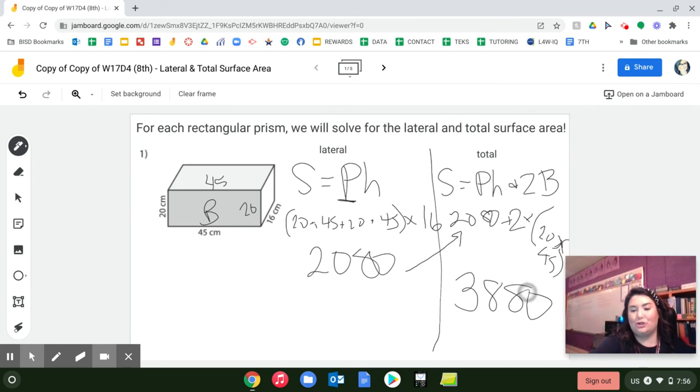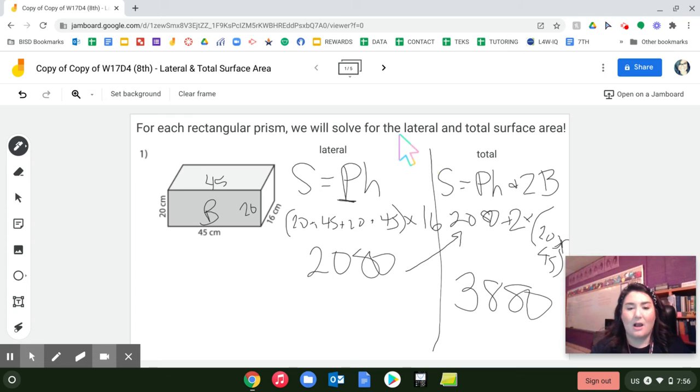So what I want you to do is pull up your calculator, try to plug it in, and make sure that you're getting those correct answers. You do want to use your parentheses because that just keeps your order of operations working in the correct order.